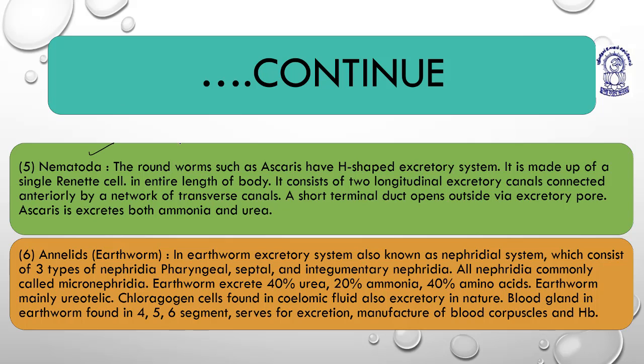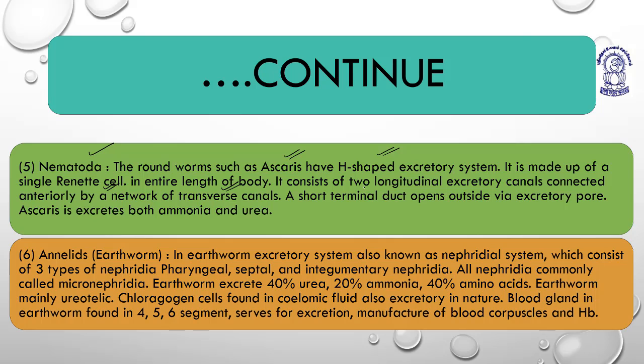Nematoda, the roundworms such as Ascaris, have an H-shaped excretory organ. It is made up of a single renette cell. So this H-shaped excretory organ is known as a single renette cell extending the entire length of the body.